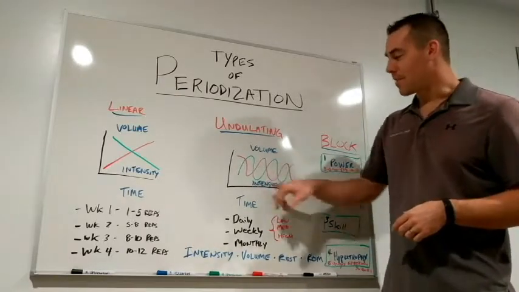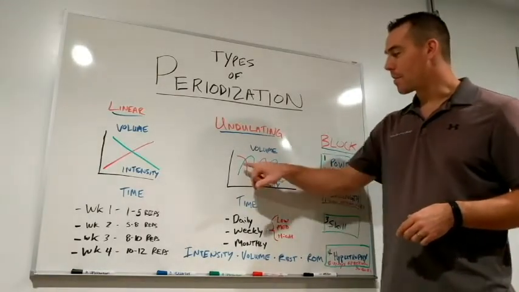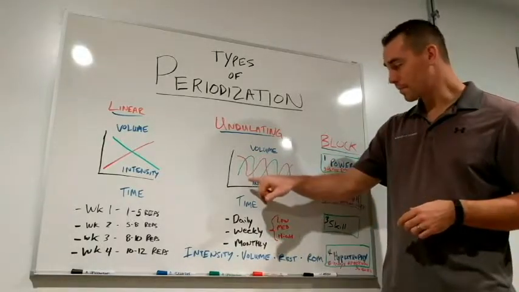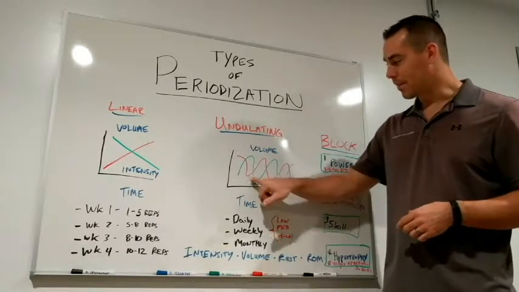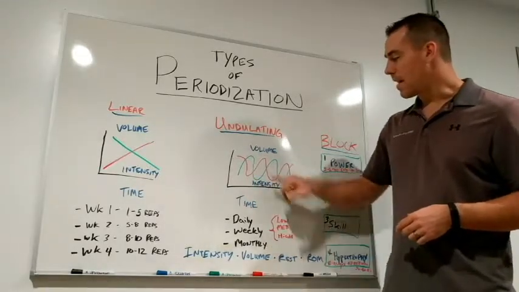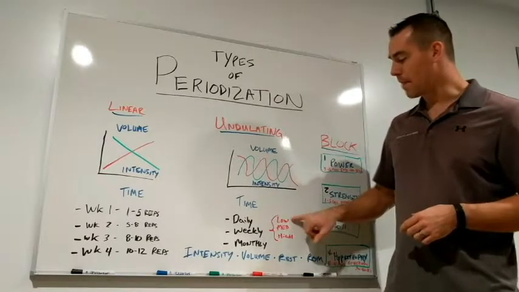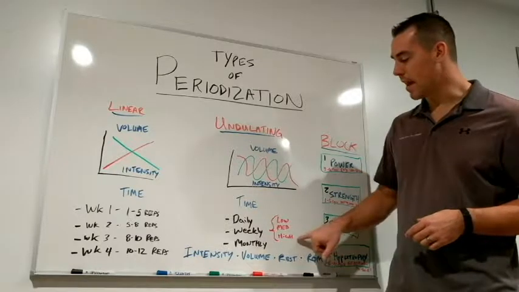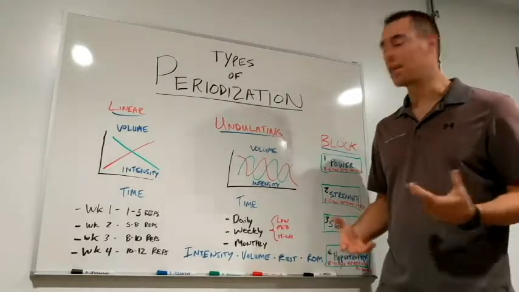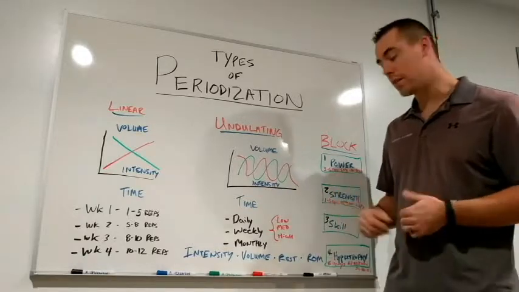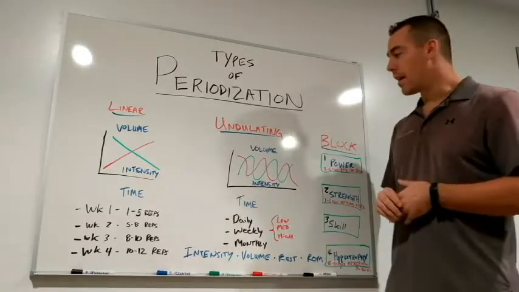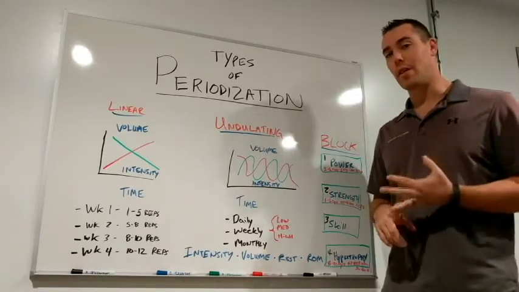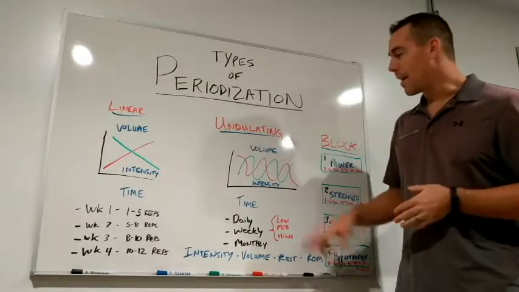So this graph's kind of hard to read, but the red line represents volume. So we might have a low, or a lighter strength day, and then we have a medium day. So this might be Monday, Wednesday, Friday, a low intensity Monday, medium intensity Wednesday, and then Friday would be higher heavy loads. Again, you can interchange those, do those however works. Again, there's no right or wrong with this, it's just what's more efficient and what creates the best success.